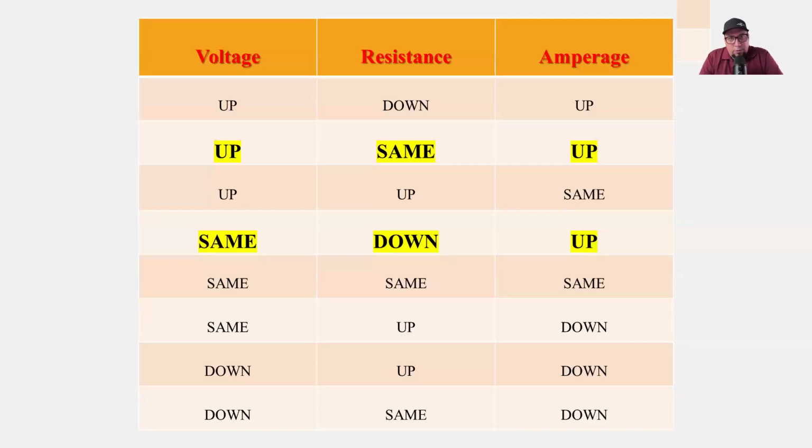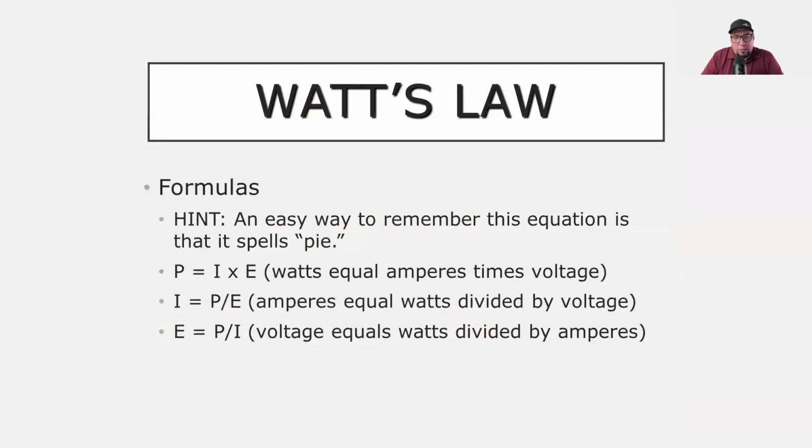So what happens is the resistance and the amperage, those are the things that go opposite of each other. So if our resistance goes up, our amperage goes down. If our amperage goes up, our resistance goes down. Okay. And so they do the opposite. Voltage and amperage go up and down together. Resistance and amperage do the opposite of each other. Okay. So those are the main things we want to take away from this.